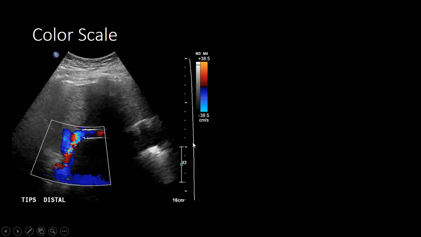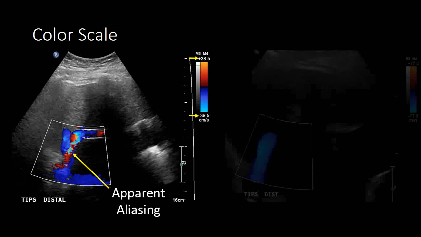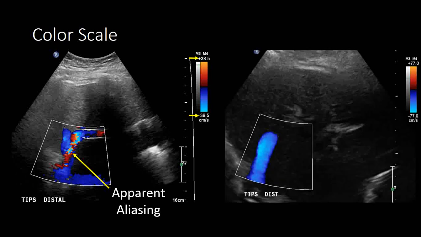This is another example where someone is interrogating the distal portion of a TIPS stent. We see what looks like narrowing, aliasing, turbulent flow. This is concerning for stenosis. Again, the distal TIPS is where we often see this stenosis occur. When we look at our color scale, it's a little higher than on the last case, so our range is close to 80. But when we go back in this same patient and we raise our color scale up to plus or minus 77, so now our range is more around 150, we see that there's nice uniform blood flow through that distal TIPS, and there is nothing to be worried about.